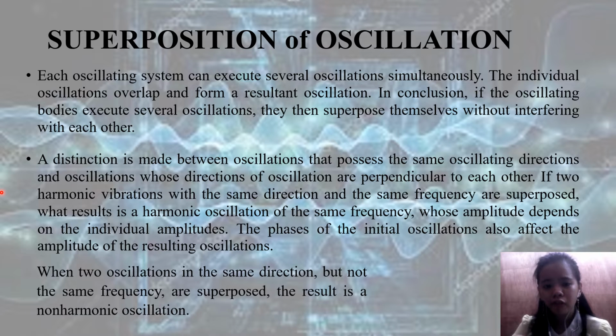Simple harmonic vibrations with the same direction and the same frequency are superposed. What results is a harmonic oscillation at the same frequency. So this can also be expressed in terms of sine and cosine. The phase of the initial oscillations also affects the amplitude of the resulting oscillation. When two oscillations in the same direction but not the same frequency are superposed, the result is a non-harmonic oscillation.